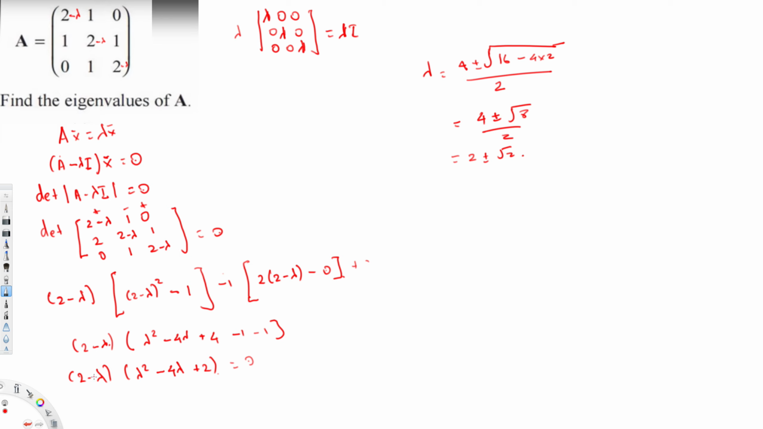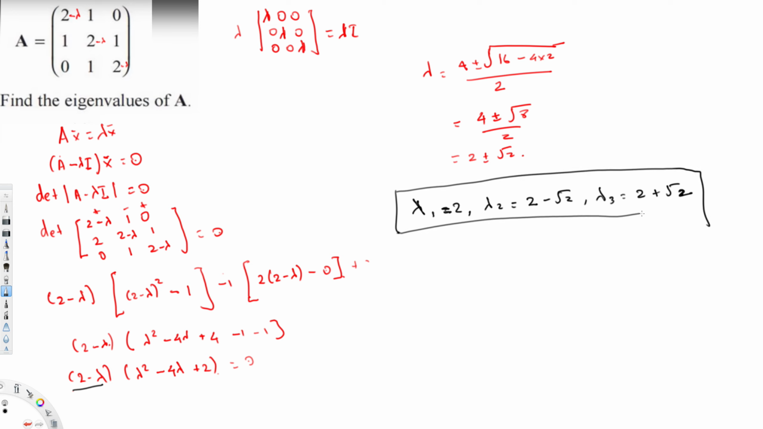Therefore one of the answers is lambda equal to 2. Let's write them as lambda 1, lambda 2, lambda 3. Lambda 1 is going to be 2, lambda 2 is 2 minus root 2, and lambda 3 is equal to 2 plus root 2. So these are the eigenvalues for this question, and that's how we do this question.